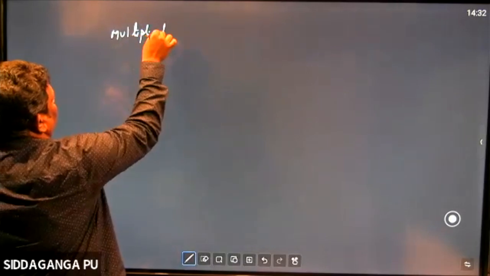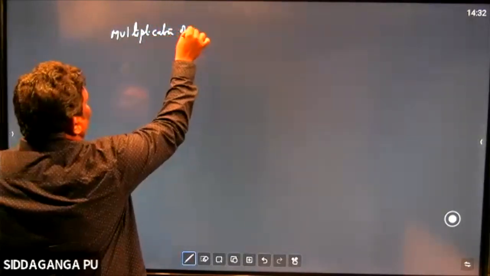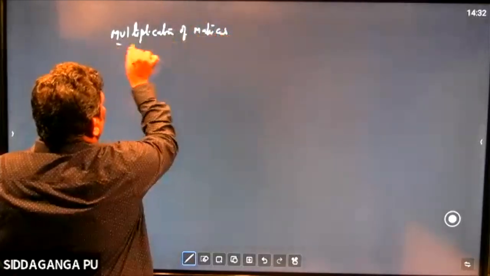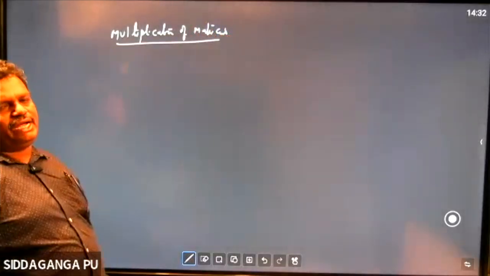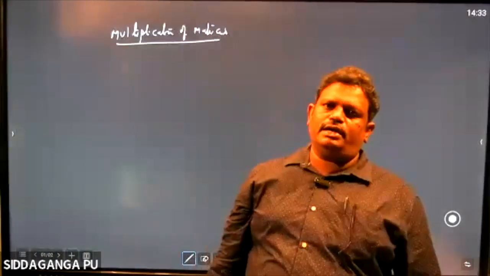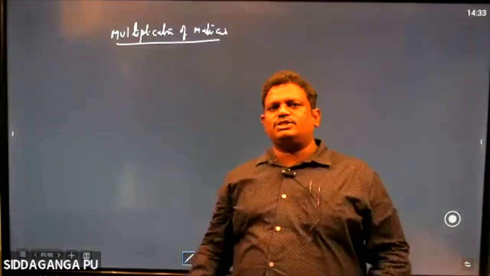Multiplication of matrices. In addition and subtraction, there is one rule. Which rule is it? The two matrices must have the same order, and then we can add or subtract the corresponding elements.